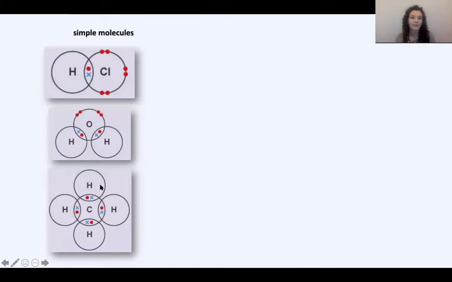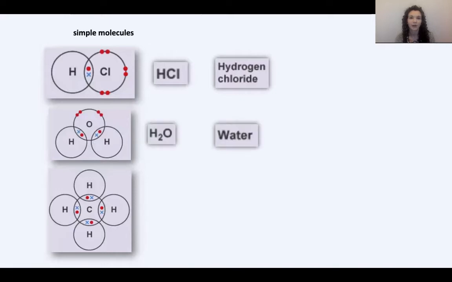And here, this is methane, a molecule of methane. You've got 1 carbon and 4 hydrogens. So its formula is CH4. And each of those hydrogens is sharing a pair of electrons with the carbon. There we go. We've got hydrogen chloride, water, and methane.